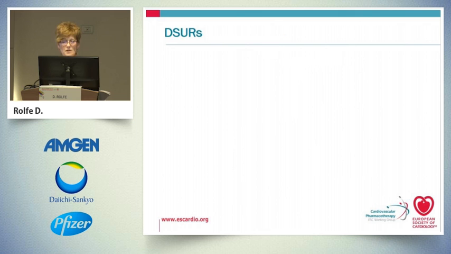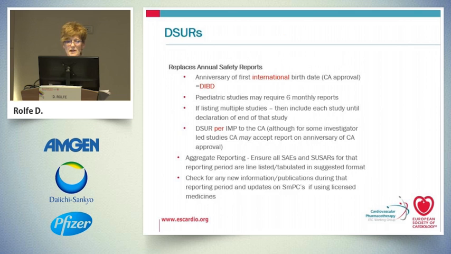So a developmental safety update report replaces the annual safety reports and it's normally submitted on the anniversary of the first international birth date of the competent authority approval. Paediatric studies may require 6 monthly reports, but when you get your competent authority approval, they would normally stipulate if they want you to report more frequently than annually. If you're listing multiple studies, then you include each study until the declaration of the end of that study.